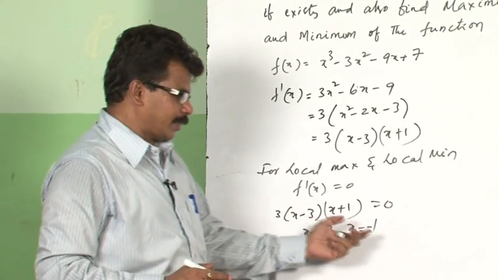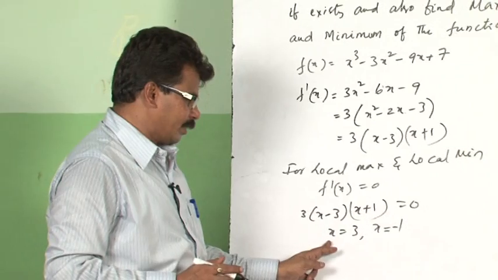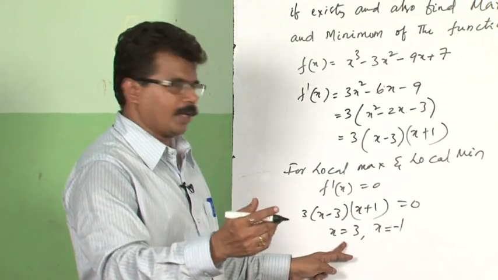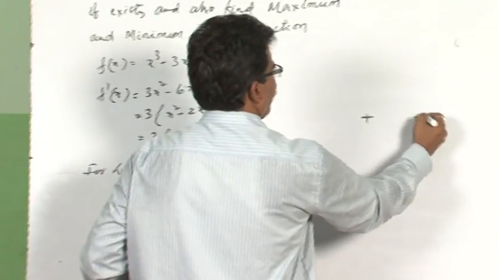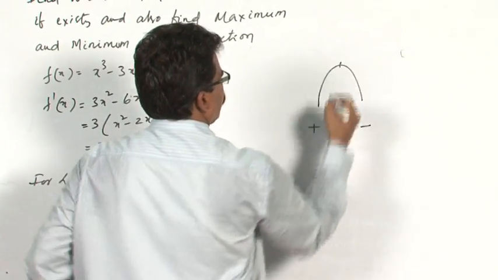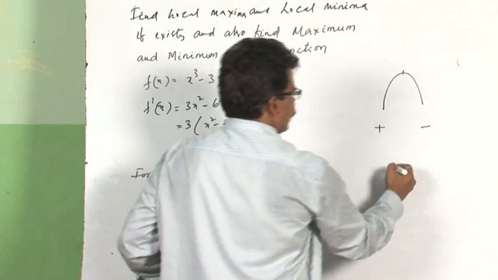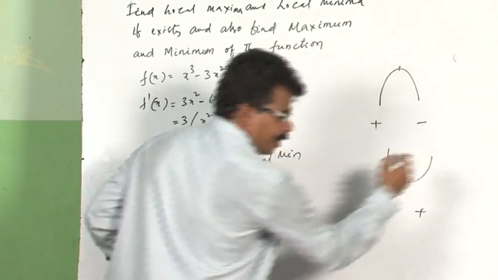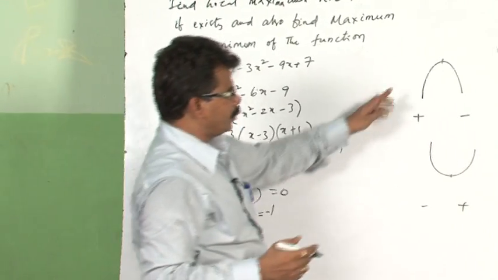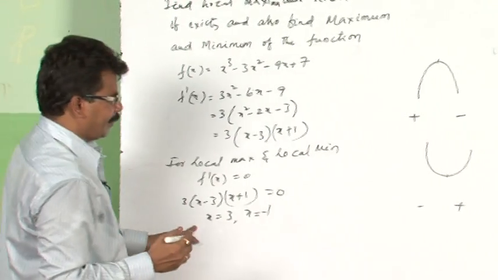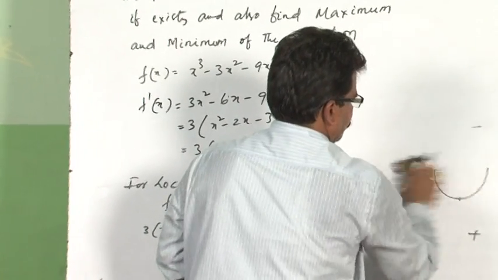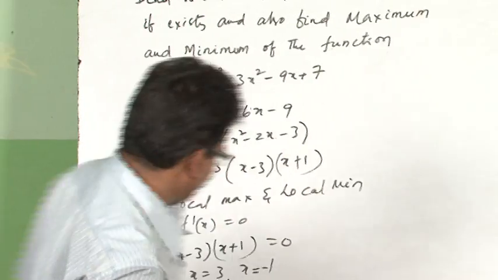If you use the first derivative test, you take two points on either side of 3 and verify the sign, plus minus or minus plus. If the sign is plus minus, then at that point a maximum exists. If the sign is minus plus, then at that point a minimum exists. So, instead of using the first derivative test, I am using the second derivative test, that is f double dash.